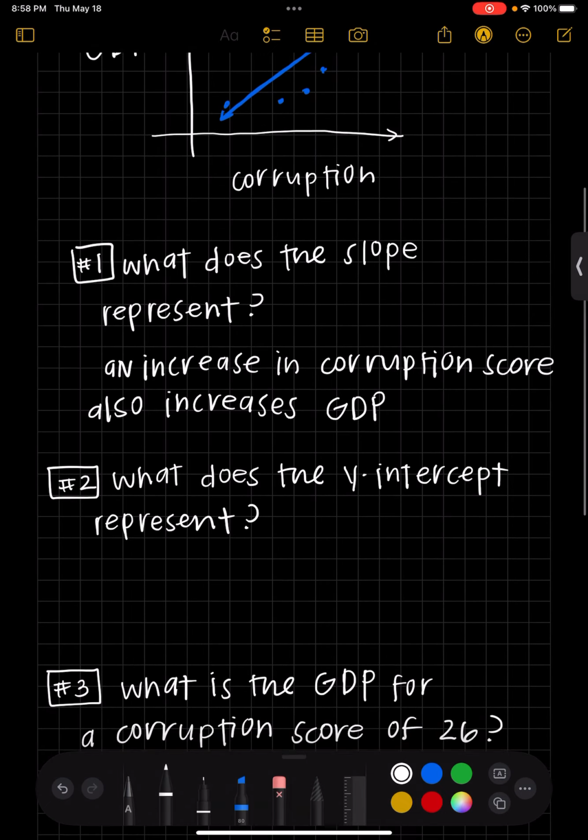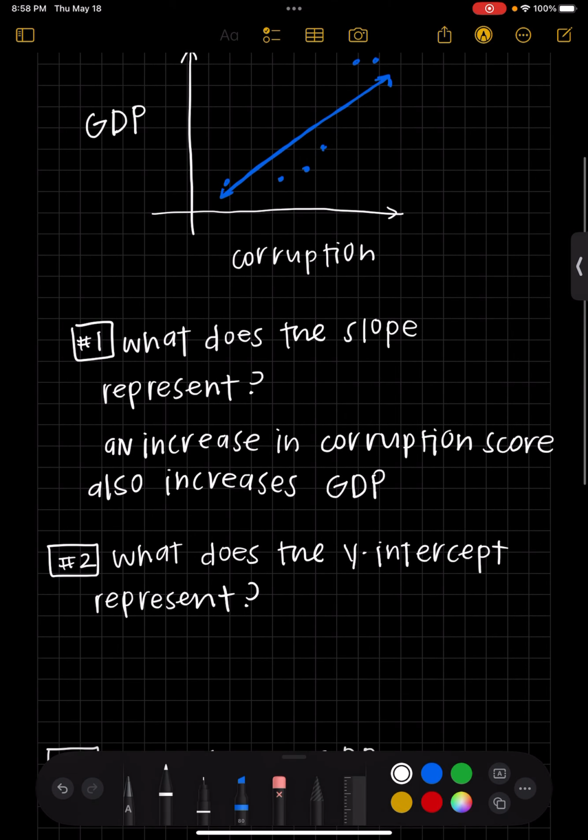Okay, the second example question says, what does the y-intercept represent? So the y-intercept, it doesn't show on the graph, but the y-intercept would be where that blue line crosses the y-axis. And at some point it's going to cross at a negative value. And that doesn't necessarily make too much sense within the word problem, but let's still continue on with it. When we talk about a y-intercept, we know that's where it crosses the y-axis. And that's where the x values are 0. And so when we're talking about it within the word problem, we could say what the GDP is, because the GDP is on the y-axis.